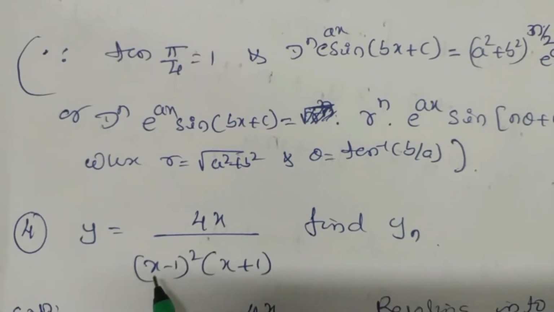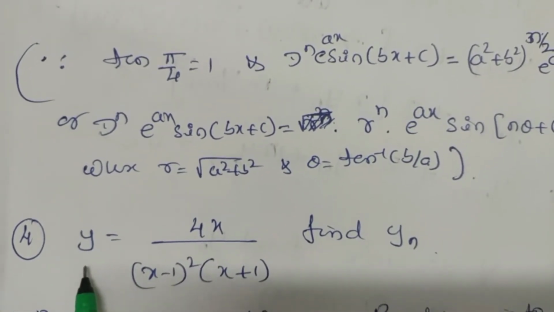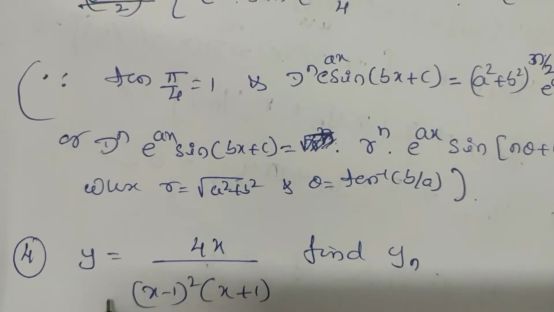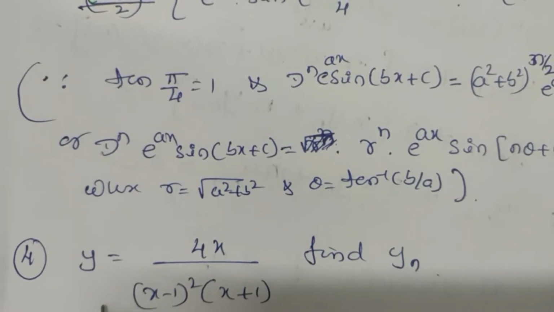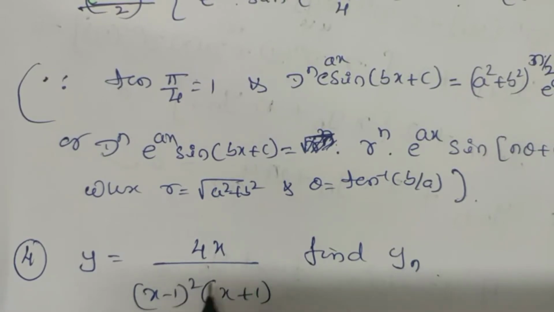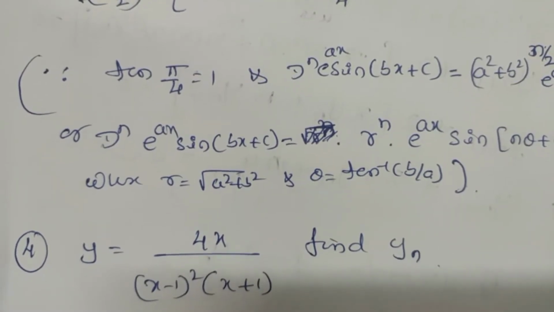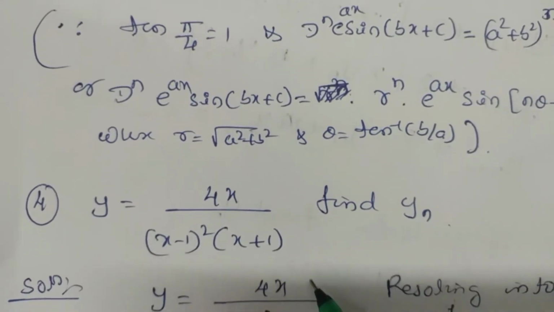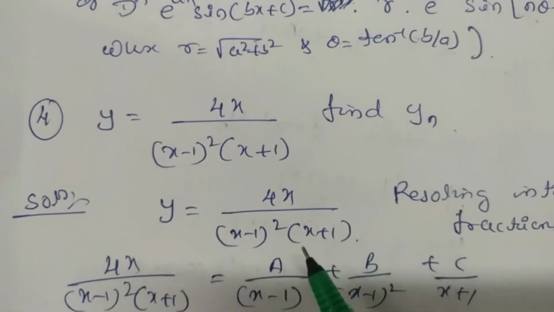Let us take one more example. This is based on partial fractions. So y is equal to 4x divided by (x minus 1) whole square into (x plus 1). Then find yn. Here y is equal to, you write this one as it is. You have to resolve this one into partial fractions.